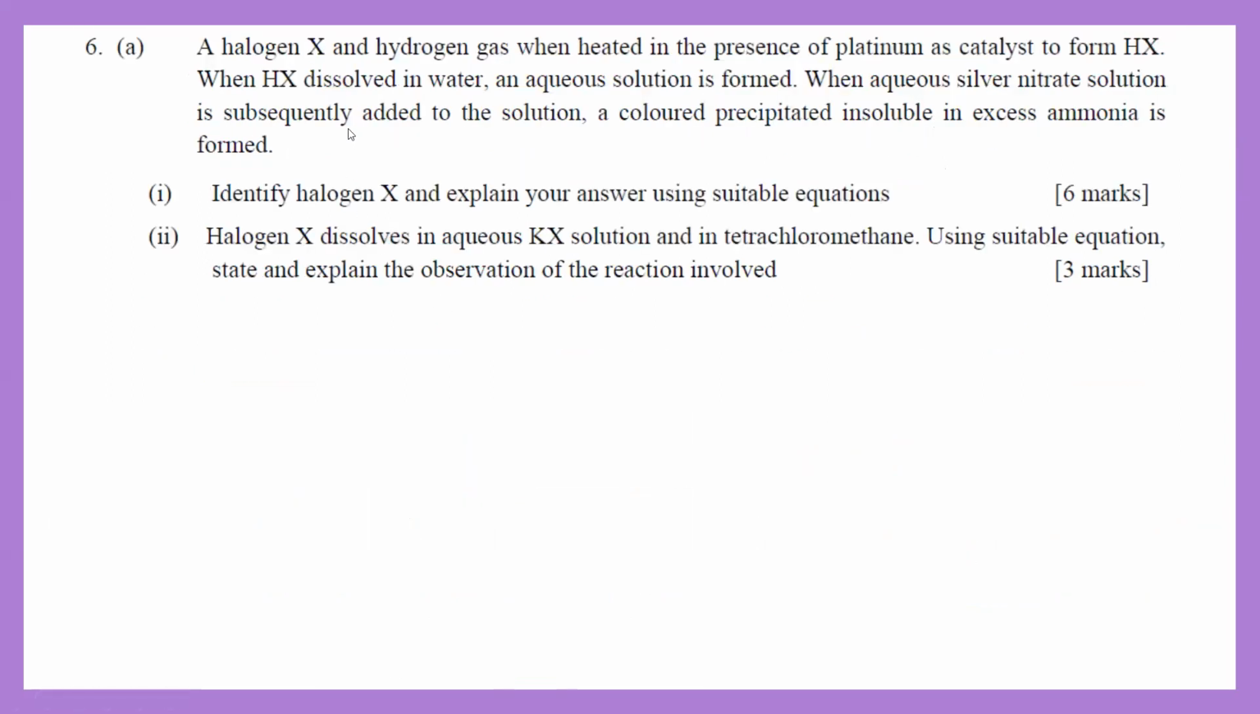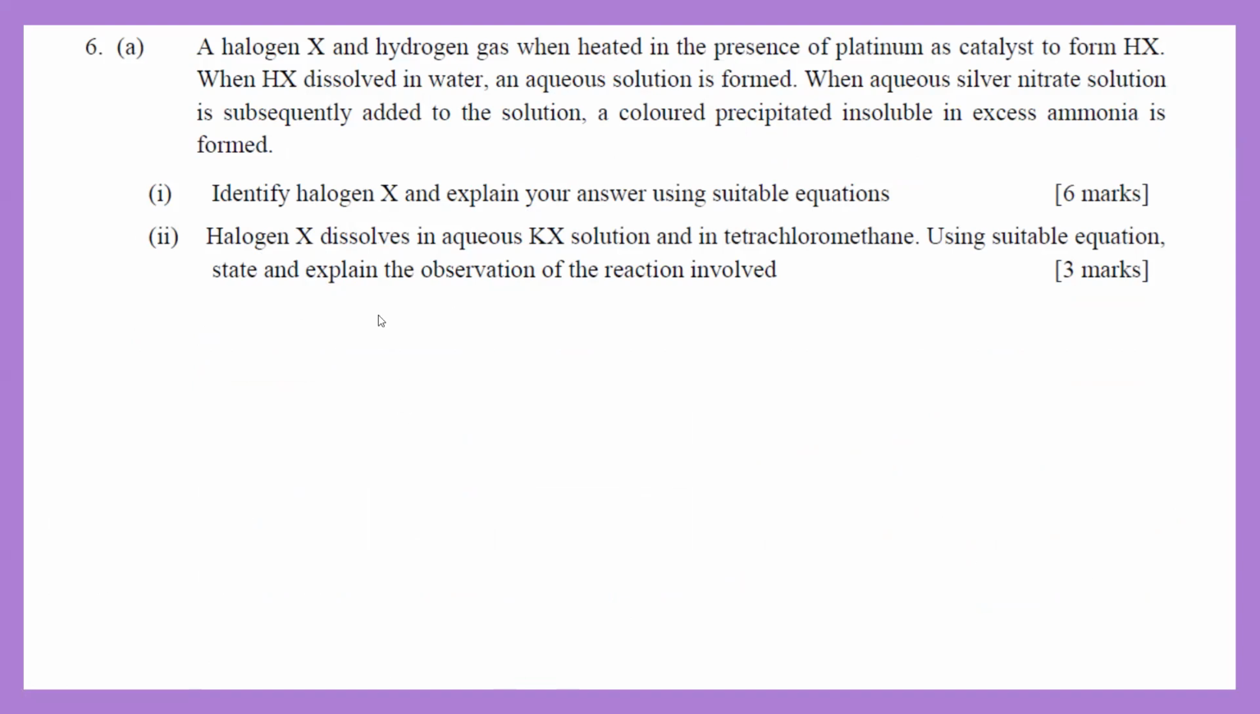Question number 6 sounds like this. A halogen X and hydrogen gas are heated in the presence of platinum as catalyst to form HX. When HX is dissolved in water, an aqueous solution is formed. When silver nitrate is added to the solution, a colored precipitate insoluble in excess ammonia is formed. 1. Identify halogen X and explain your answer using suitable equations.